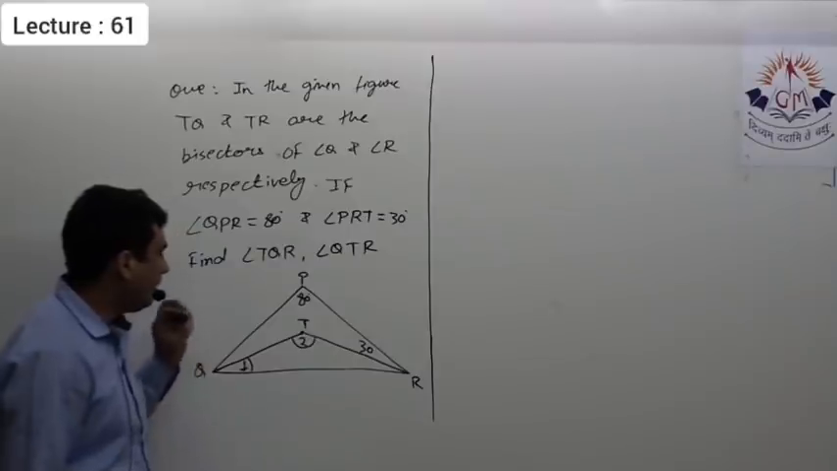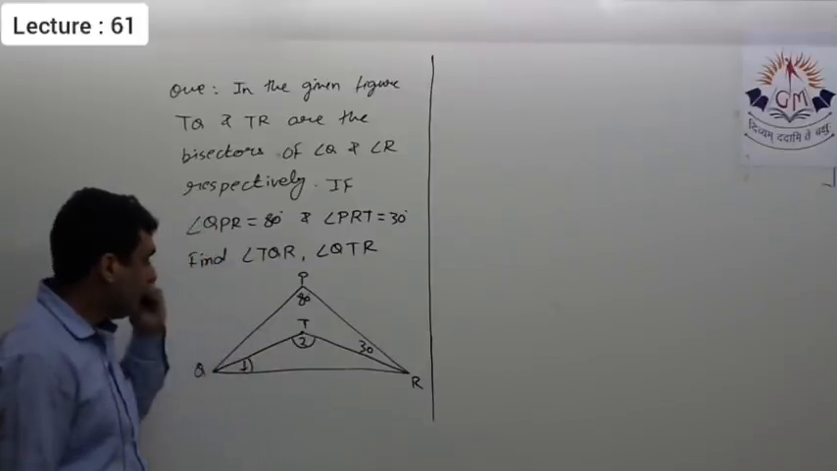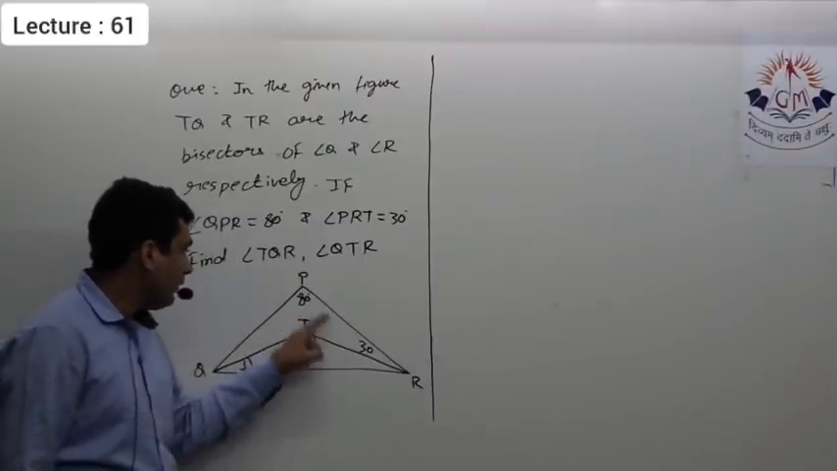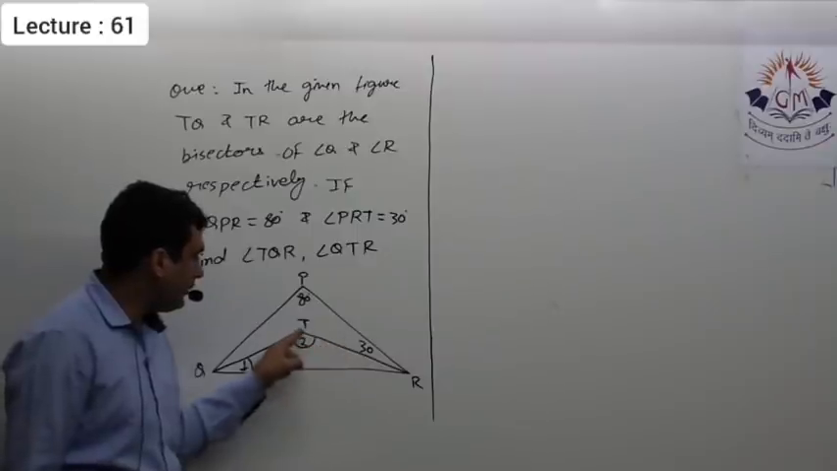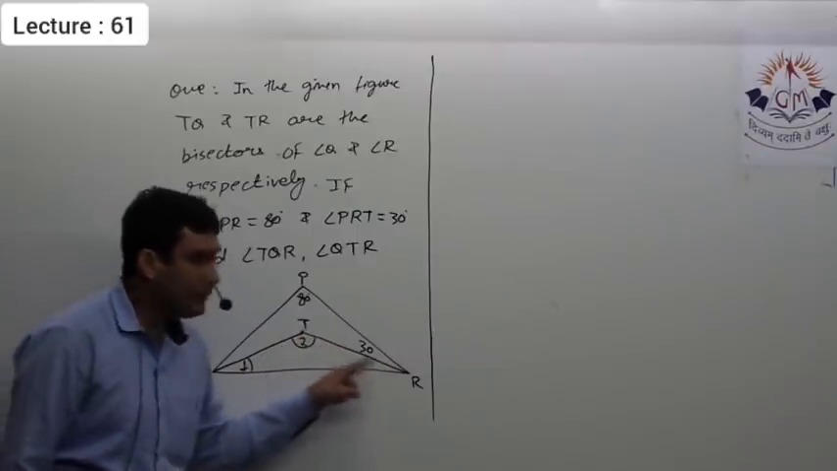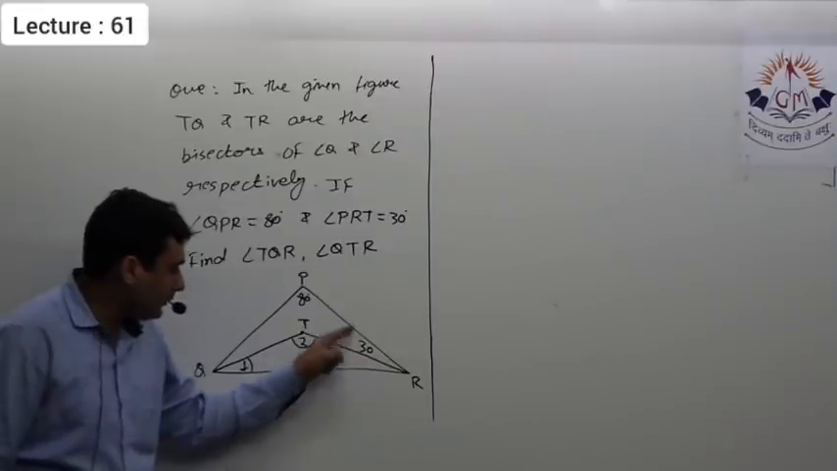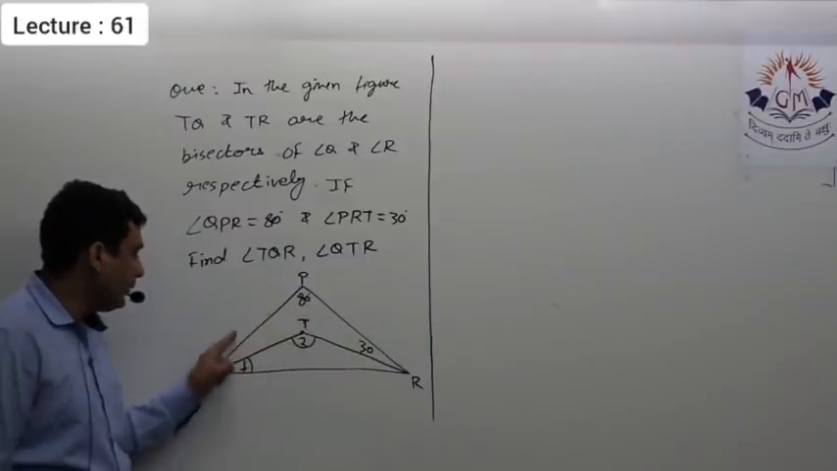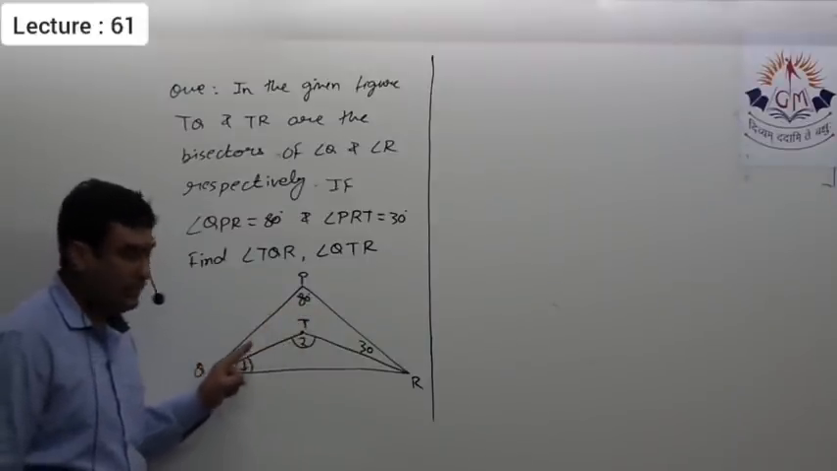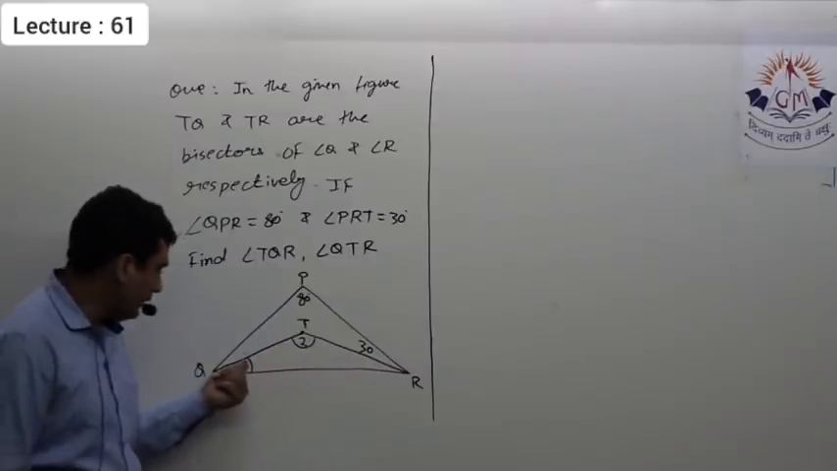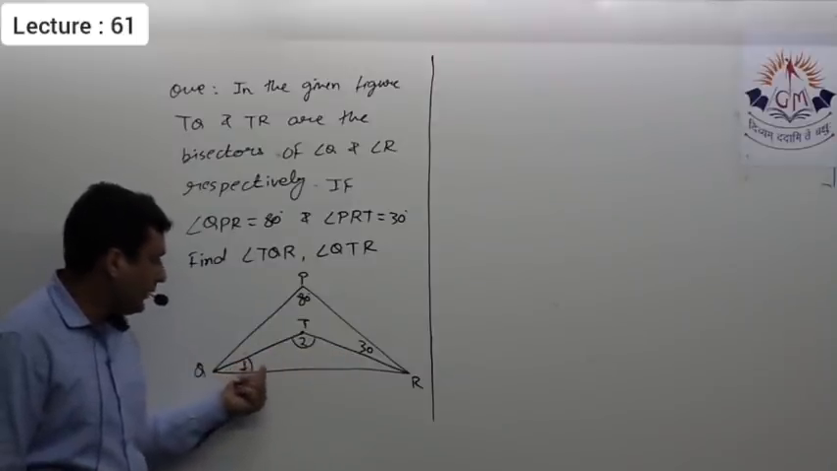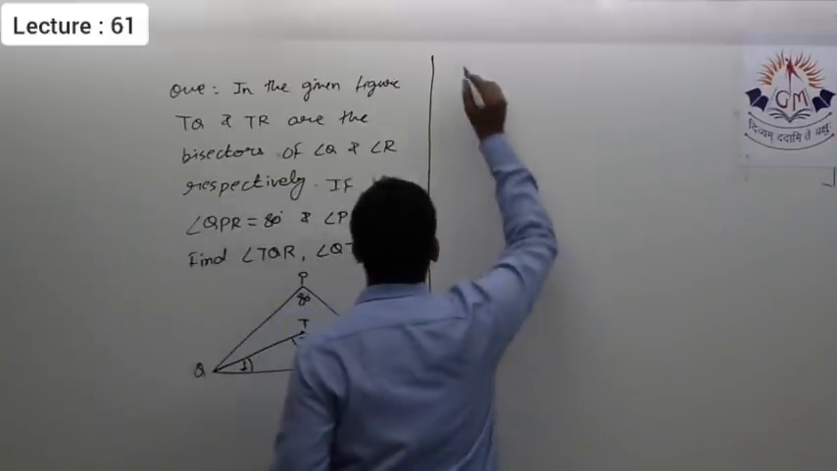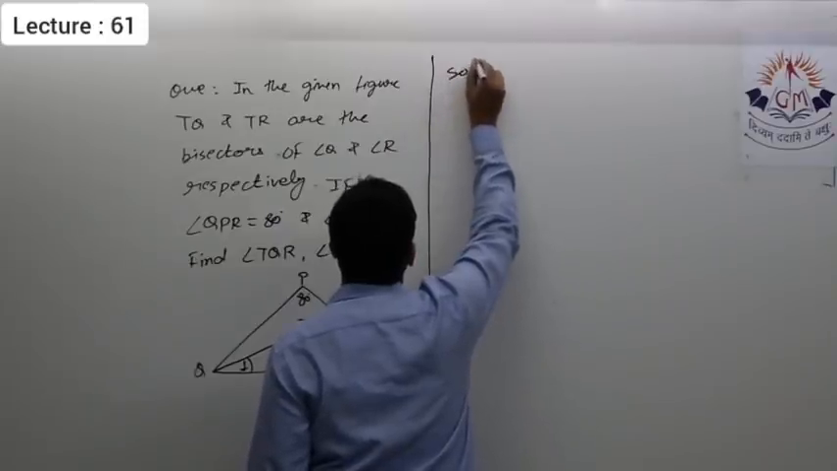So if I want to find the measure by applying the properties, see how we'll find. First of all, angle PRT is 30 degree, so angle TRQ will be 30 because TR is the bisector. So the complete angle R will be 60 degree. Now when this is 60 and this is 80, this complete angle will be 40, so angle 1 will be 20. Now angle 1 is 20, this is 30, so we can find angle 2. Let us see how to find its solution.